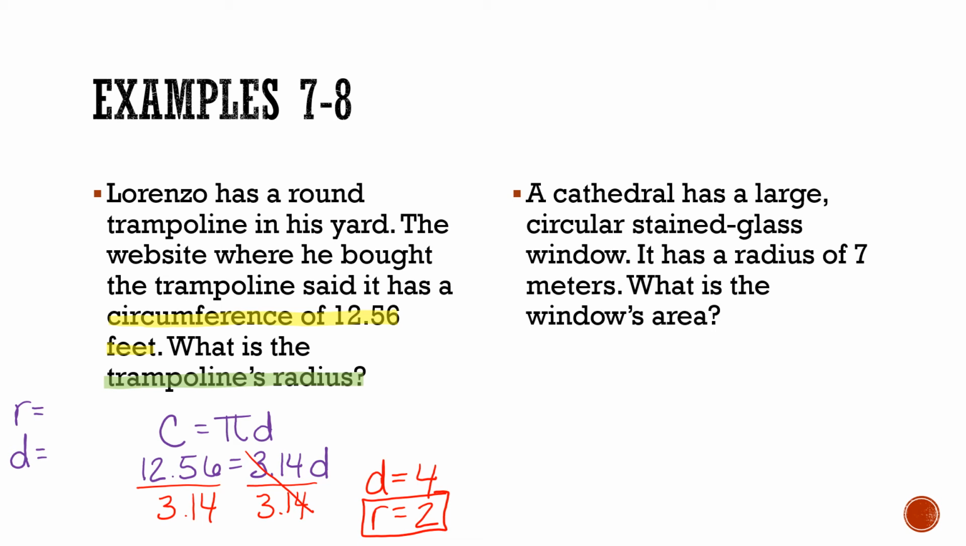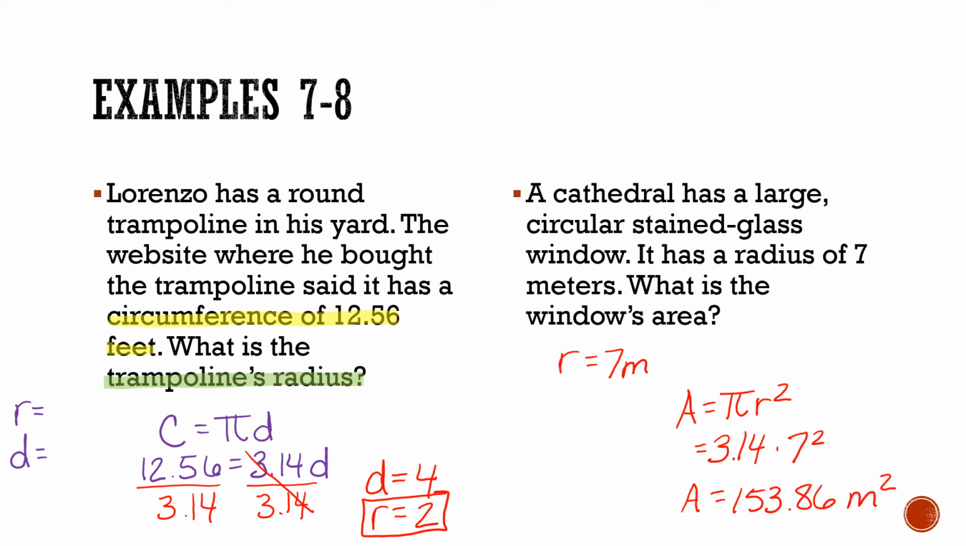Okay, in example 8, it says a cathedral has a large circular stained glass window. It has a radius of 7 meters. What is the window's area? So for area, we do A equals pi r squared. So pi is 3.14. Our radius, we just said, was 7 squared. Remember, if you don't have the ability to enter 7 squared, you can do 3.14 times 7, which gives us 153.86, and this is meters squared.